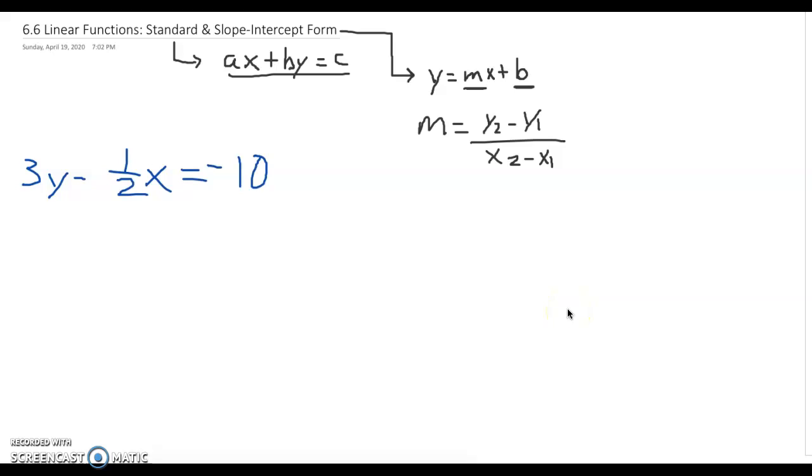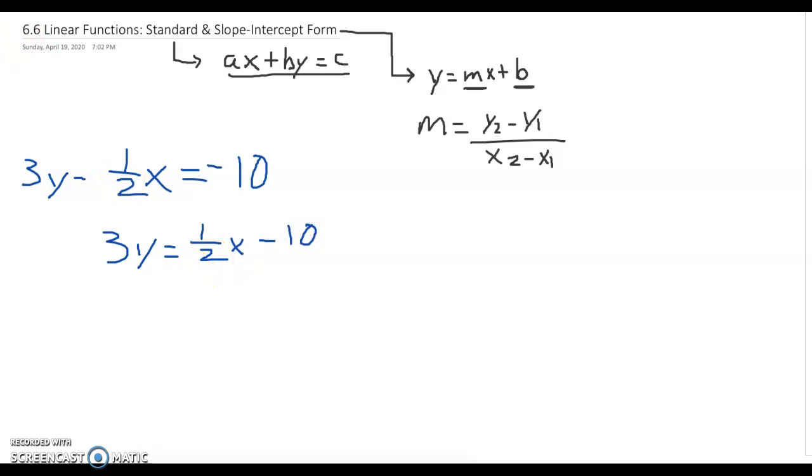Okay, one more problem we're going to go over. We're going to do it again, just different numbers, different problems. Once again, this is in standard form and we've got to convert it to slope-intercept form. We're always going to remember to start with the x. So we take the negative 1/2 x, put it over here, and rewrite the equation. So you have 3y equals positive 1/2 x minus 10.